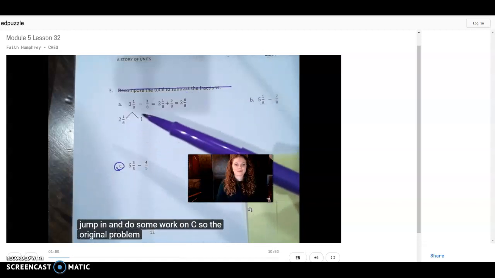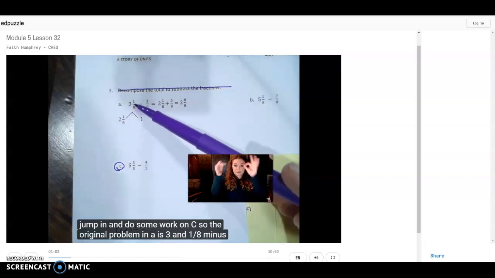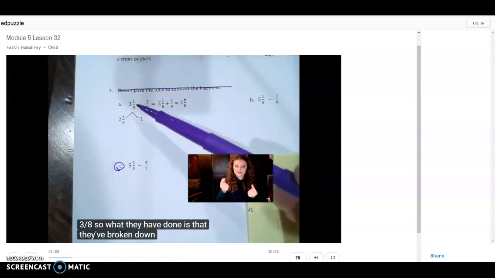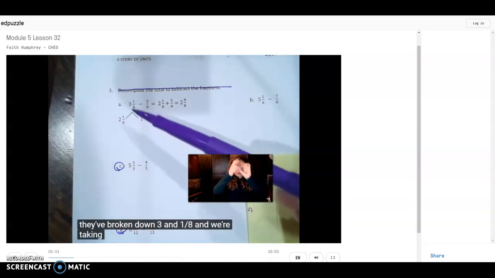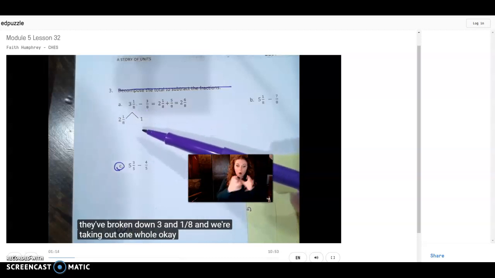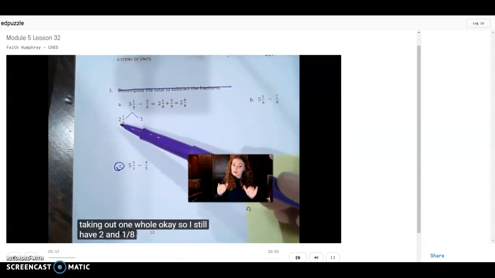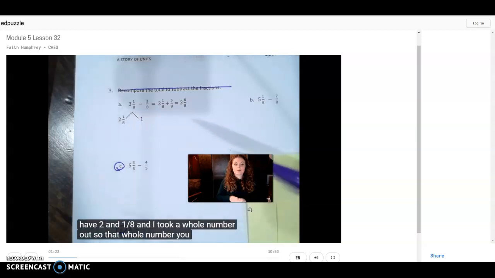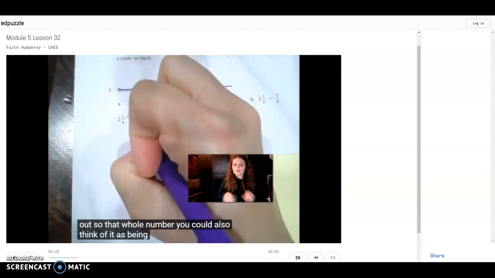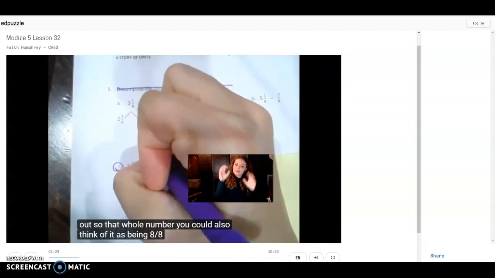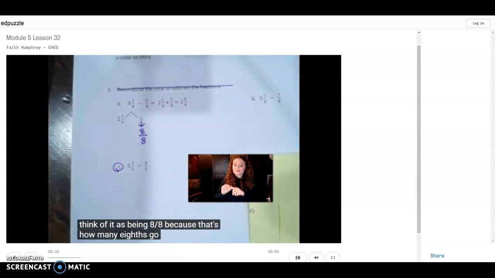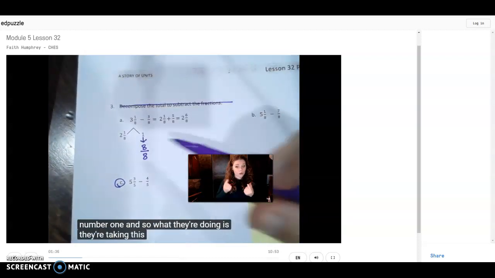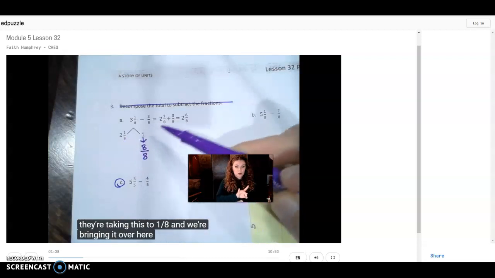So the original problem in A is 3 1/8 minus 3/8. What they have done is they've broken down 3 1/8, and we're taking out one whole, okay? So I still have 2 1/8, and I took a whole number out. That whole number, you could also think of as being 8/8, because that's how many 8s go into the whole number 1. And so what they're doing is they're taking this 2 1/8 and bringing it over here.